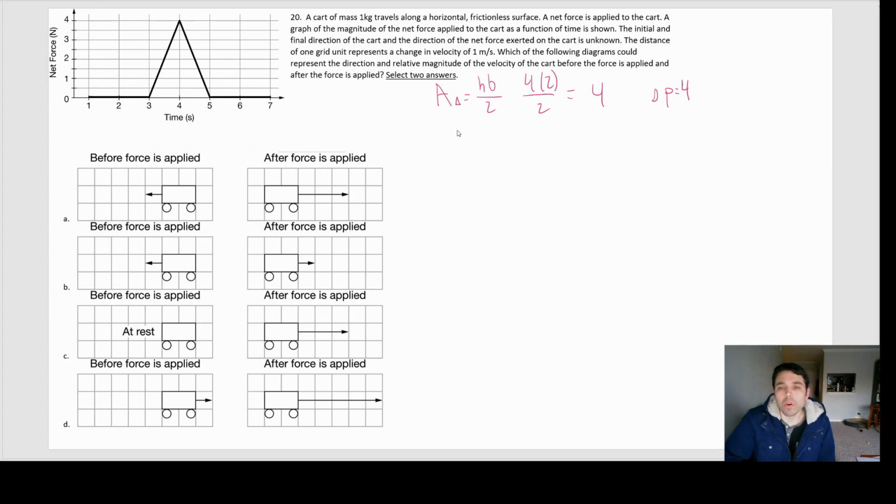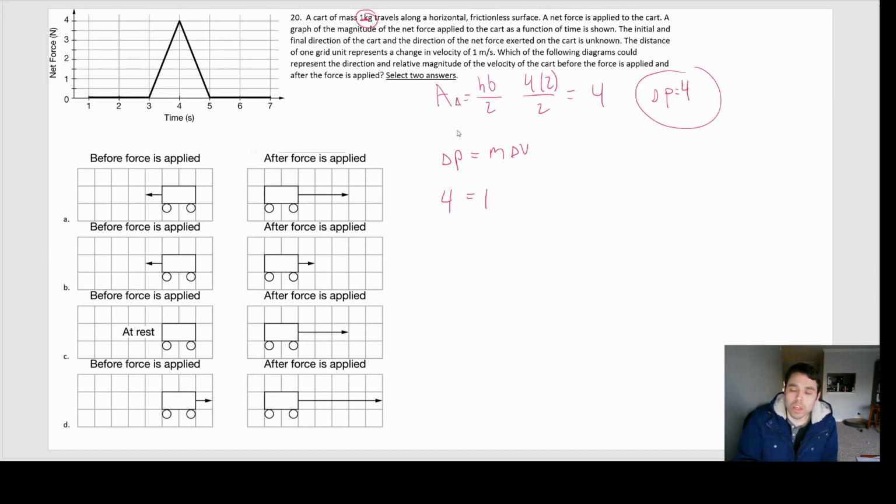Okay. Now, if it's a 1 kilogram cart, I know that delta P equals mass times change in velocity, all right? I know my delta P is 4. I don't know what direction it's in, because I don't know what direction the force was, right? It says the final direction of the force is unknown. That's why there's 2 answers, right? But its magnitude is 4. So if the impulse is 4, if the mass is 1, then let's solve for delta v. We divide by 1.